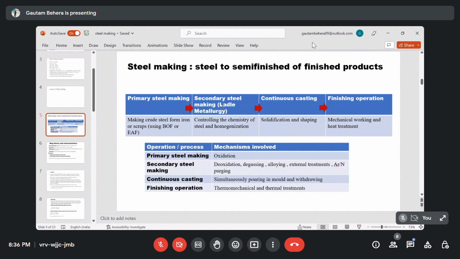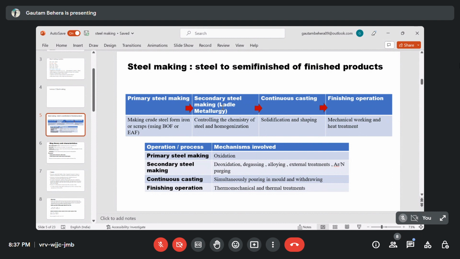And secondary steel making means after making crude steel, its chemistry is still not the desired one, or it is not sellable. You cannot sell it directly. You need to modify the composition first, then only you can sell it to the customer. That means in secondary steel making, we are controlling the composition of the steel. You can add some alloying elements, you can remove further impurities if you want. And more homogenization is also done. Homogenization means in terms of temperature and composition.